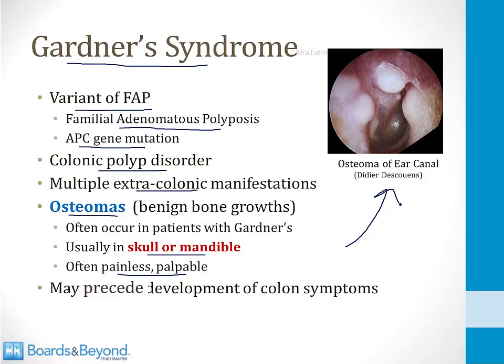And what you need to know about these osteomas is that although they're benign, they may precede the development of colon symptoms in a patient with Gardner syndrome. So in a board question of a child who comes in with a bone growth on their skull or mandible, you need to think about the fact that they may be describing a patient who is in a family that has an APC gene mutation and has Gardner syndrome.